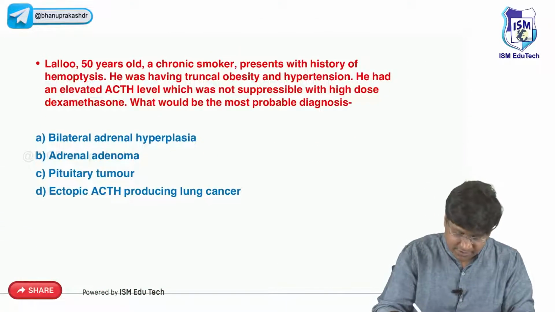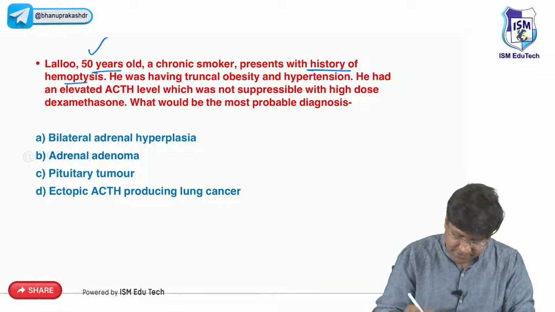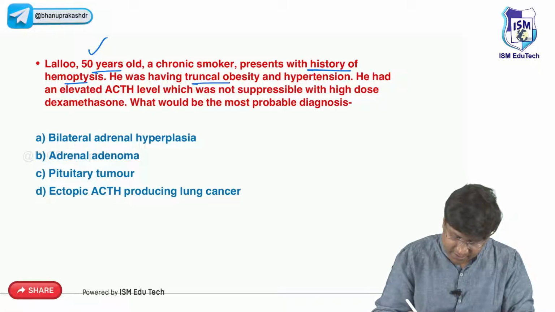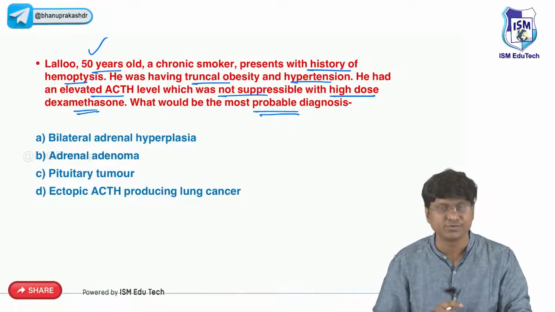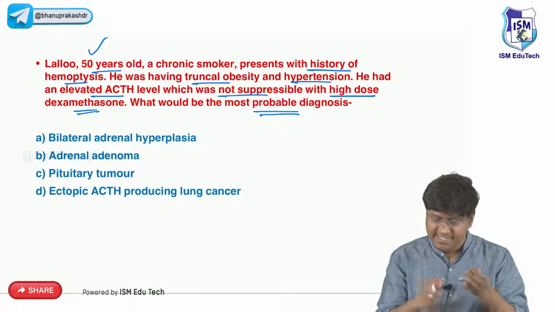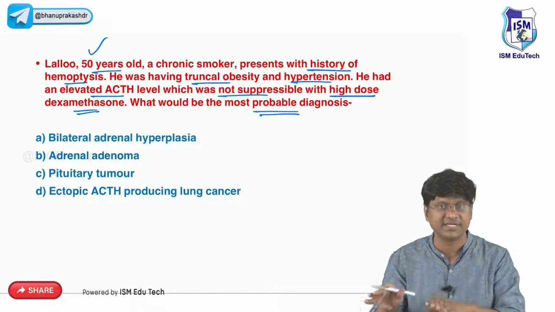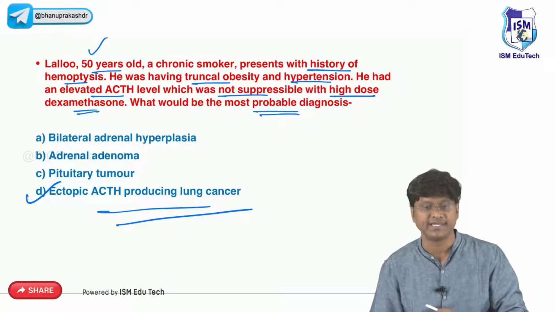Then you see this question. A 50-year-old male chronic smoker presents with history of hemoptysis. He was having truncal obesity and hypertension. He had elevated ACTH levels, which was not suppressible with high dose of dexamethasone. What would be the most probable diagnosis in this clinical scenario? So the patient is a smoker with hemoptysis. In spite of high dose dexamethasone, the steroid levels are still high. That means it is an ectopic ACTH producing lung cancer.